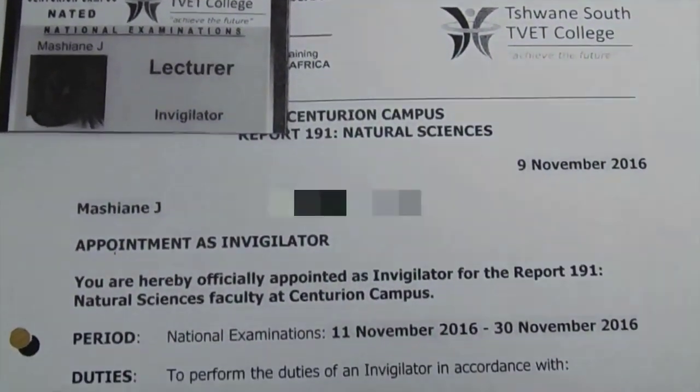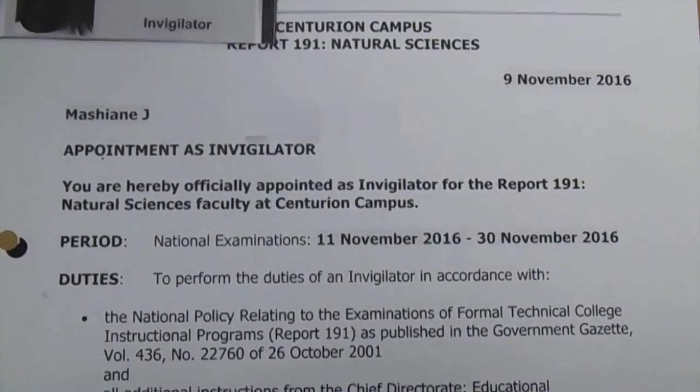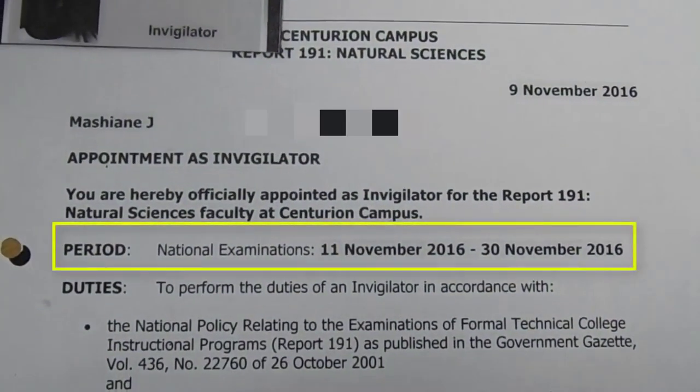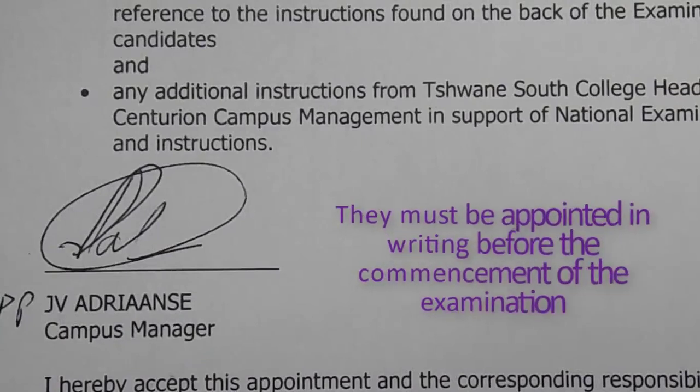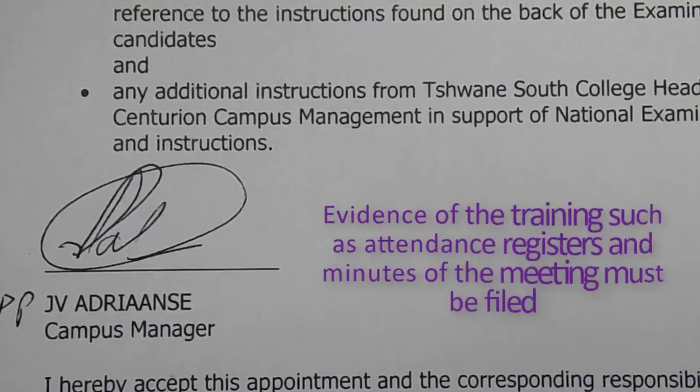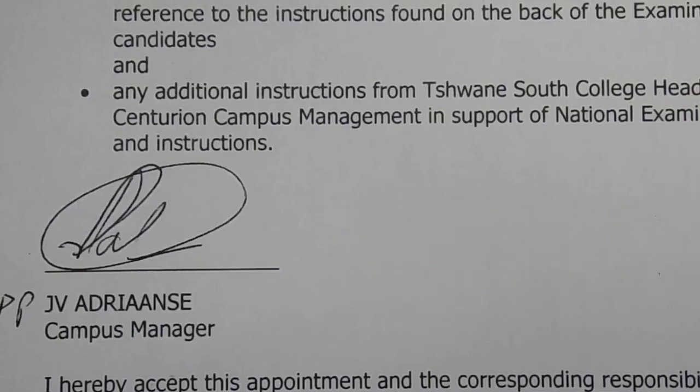Invigilators and relief invigilators must be appointed by the chief invigilator for a specific examination cycle only. They must be appointed in writing before the commencement of the examination. Evidence of the training, attendance registers and minutes of the training must be filed.